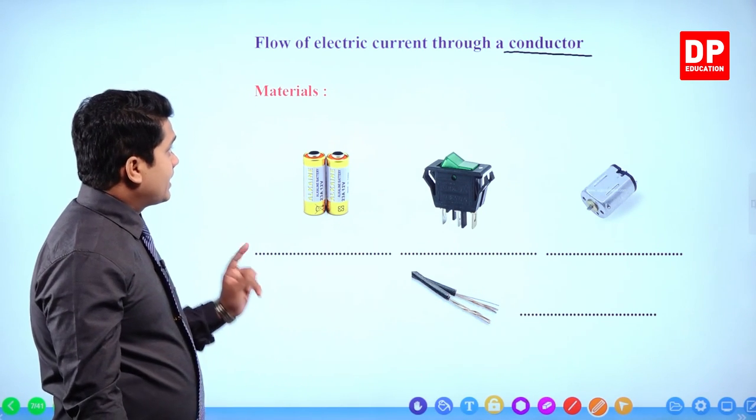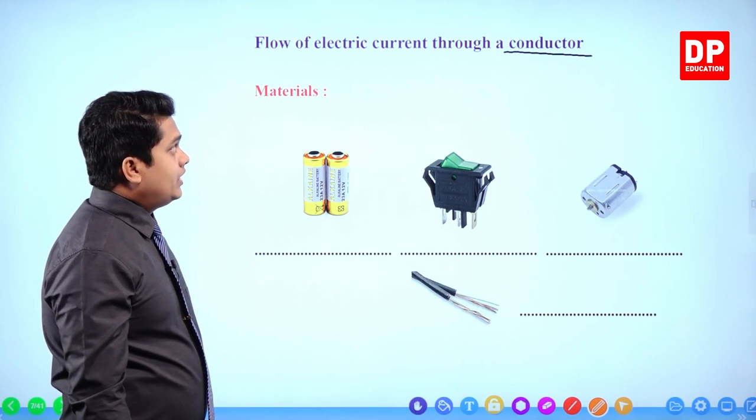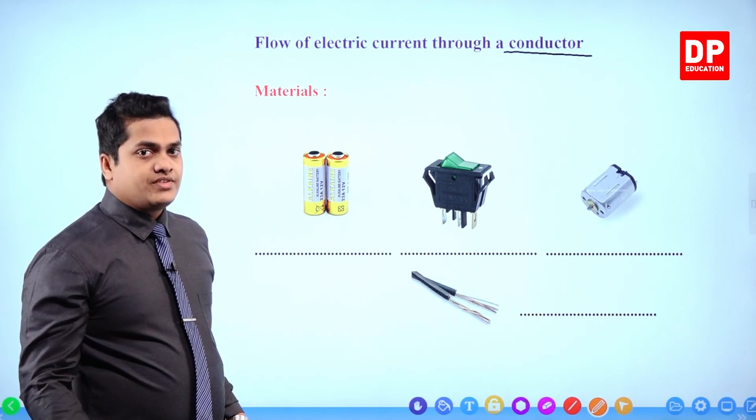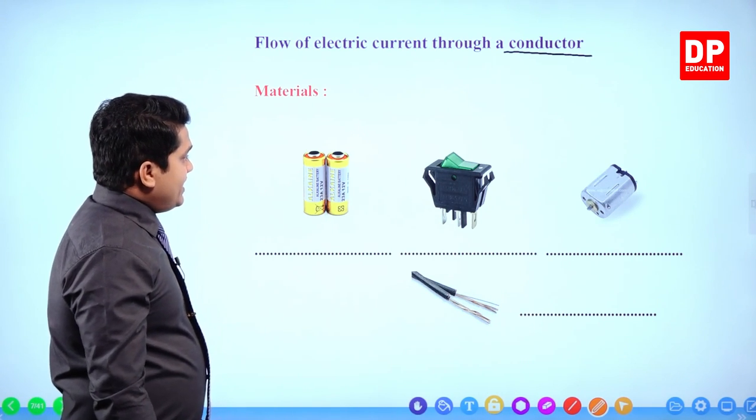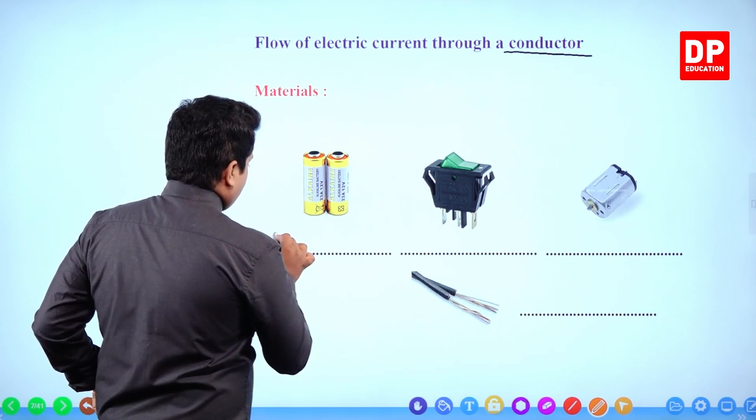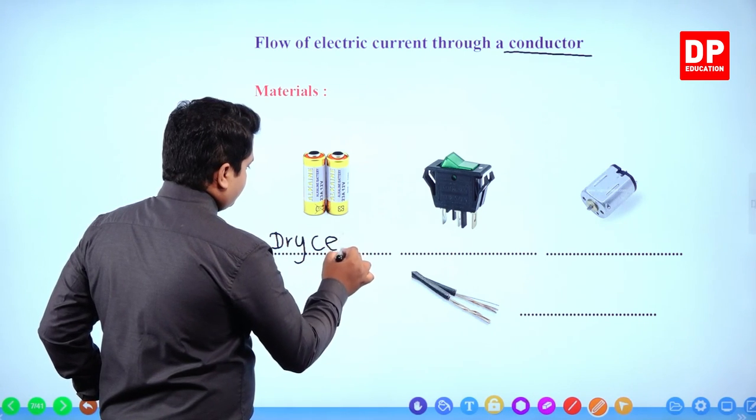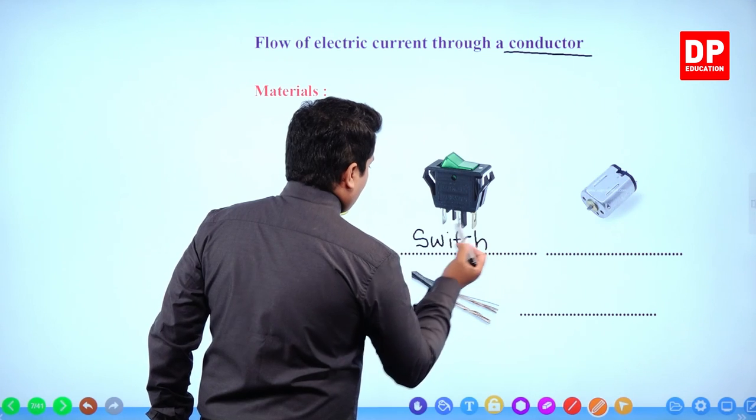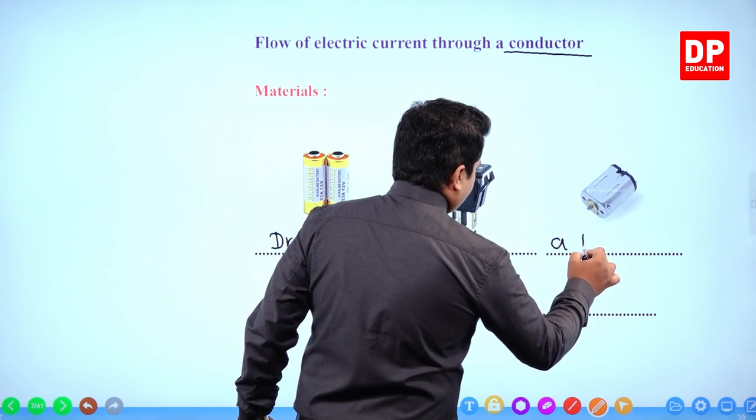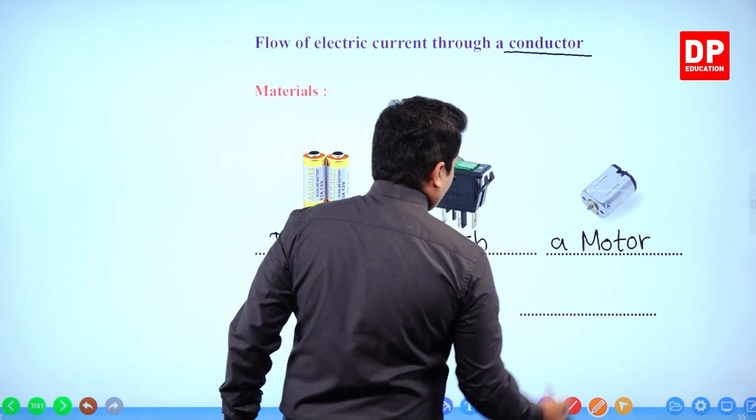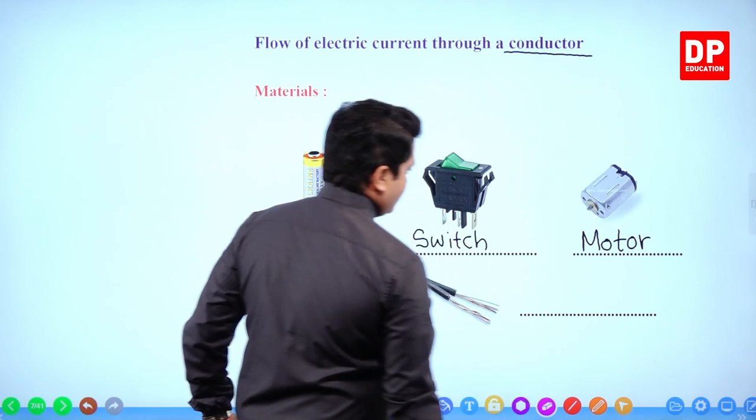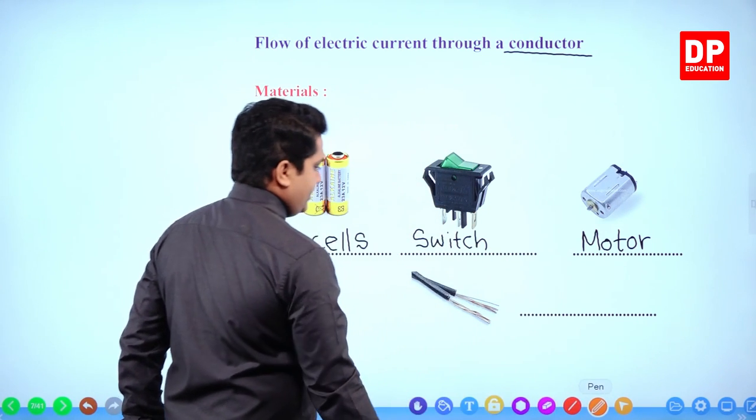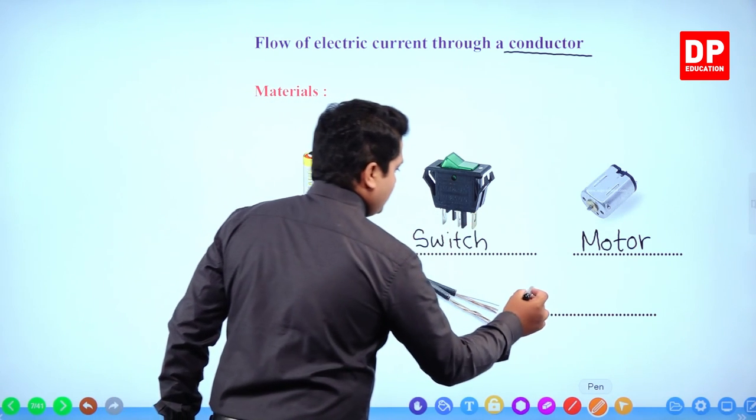Okay then, so here we'll be discussing the flow of electric current through a conductor. We are going to conduct an activity also to examine the flow of electric current. So you'll be needing these materials once again. We'll need to provide electricity, dry cells. Once again, you'll need a switch. Then a motor. So dry cells, switch, motor. Then, like in the earlier case, to connect these together, we'll need connecting wires.